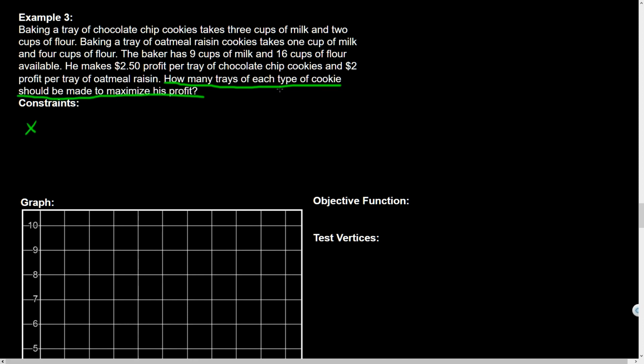And so x was how many of each type of cookie. So x would be the number of chocolate chip trays. And y will be the number of oatmeal raisin trays. And so those are my variables. Let's see if we can define some constraints.